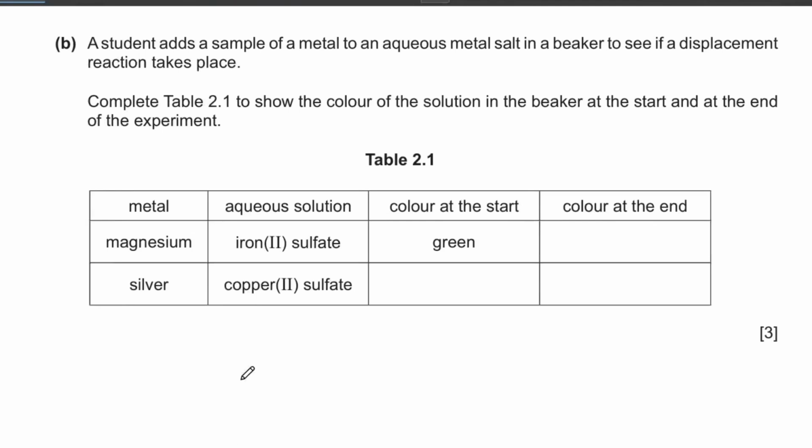Question B. A student adds a sample of a metal to an aqueous metal salt in a beaker to see if a displacement reaction takes place. Complete table 2.1 to show the color of the solution in the beaker at the start and at the end of the experiment.